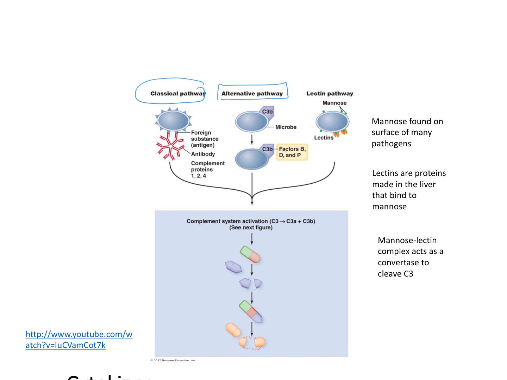With the alternative pathway, that was the one where we said C3 is constantly being split. If it recognizes certain receptors on a microbe, and there's some other protein factors present that we're not going to worry about, even more C3 gets split.